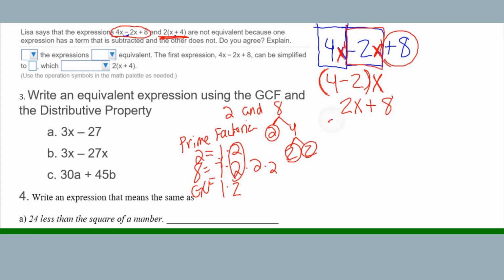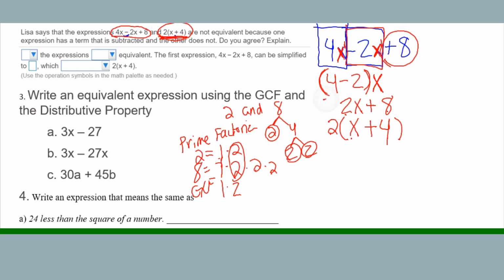So I'm going to factor out a 2, which means to put the 2 outside of the parentheses. 2 times what number will give me 2 times x? 2 times x is equivalent to 2 times x. The plus sign is going to stay the same. 2 times what number will give me 8? 2 times 2, which is 4. So I factored out the 2, and notice that it's equivalent.